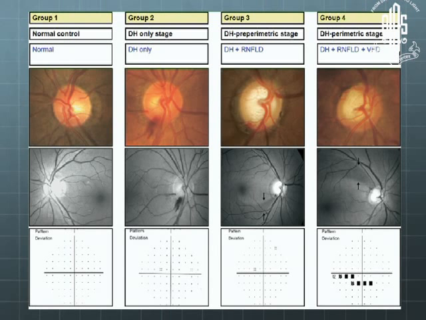And lastly, you must also remember that field defects occur much later in the disease. You can actually have disc hemorrhage, you can have an RNFL defect, and only subsequently, in the end stages after 40% or more of ganglion cells are lost, that's when you start seeing field defects. So obviously structural changes are going to occur earlier than functional changes. So don't exclude a patient as having glaucoma based only on perimetry.